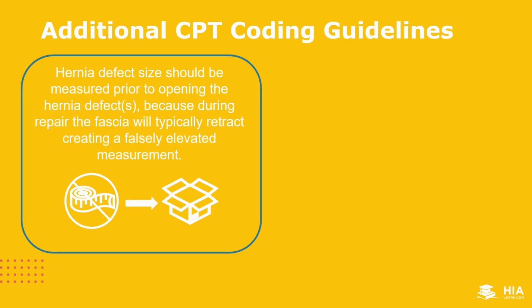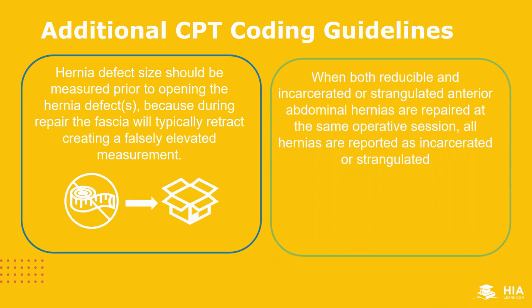Second, if both reducible and incarcerated or strangulated anterior abdominal hernias are repaired during the same operative session, all hernias are considered as incarcerated or strangulated. This means reducible hernias will be counted together with the incarcerated or strangulated hernias when determining the length of the hernia defect. This is important because it affects which group of codes will be used to report the repair, and which code will be reported from that group based on repair length.